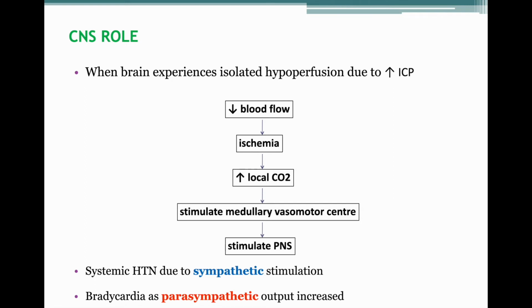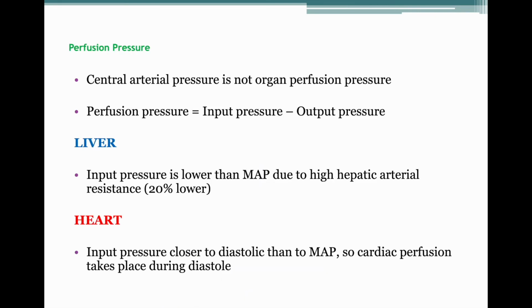So what happens in ICP, which was earlier described as the Cushing's triad, this was the theory behind it, that once the medullary vasomotor center is stimulated, systemic hypertension is because of the sympathetic stimulation, okay, and the bradycardia is because of the parasympathetic output increased, okay. So here the PNS means peripheral nervous system, okay. Once it is increased, systemic hypertension is because of the sympathetic stimulation and bradycardia is because of the parasympathetic stimulation, okay. So that was the cause of Cushing's triad, like in ICP. So that was your hypertension, bradycardia and agonal breaths. So this explains the hypertension and bradycardia.